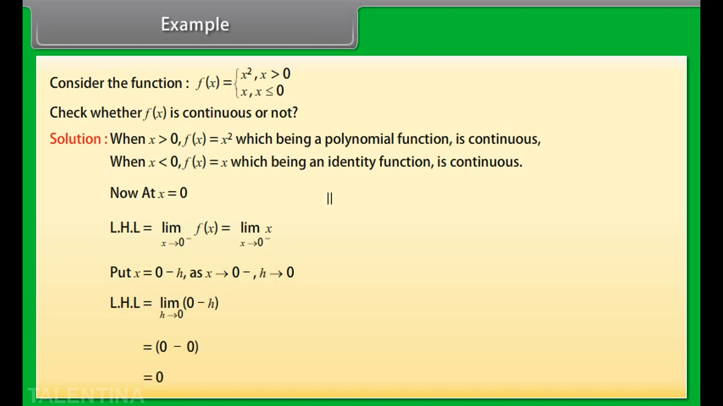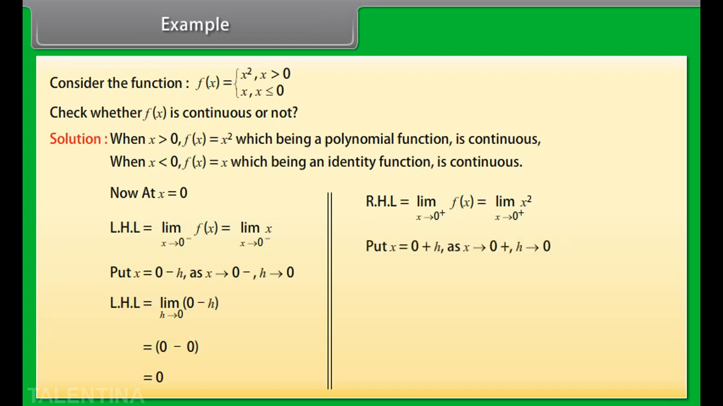Right-hand limit is equal to limit x approaches 0 plus of f of x, is equal to limit x approaches 0 plus of x square. Put x is equal to 0 plus h, as x approaches 0 plus, h approaches 0. Right-hand limit is equal to limit h approaches 0 of (0 plus h) square, is equal to (0 plus 0) square, is equal to 0.